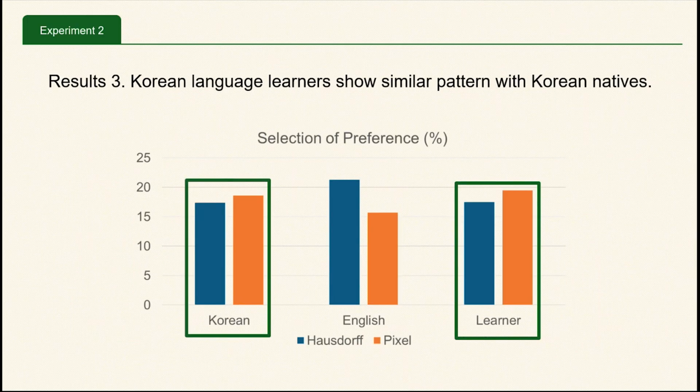The key finding here is that the Korean language learners show a similar pattern with Korean natives. So these learners are basically British. These English participants, this is also English participants, but they are learning Korean. And they show exactly the same pattern as Korean natives. I think it's to do with, again, awareness of the background of the orthography system itself. They are aware that the artificial writing system was intended in Hangul, the Korean writing system.